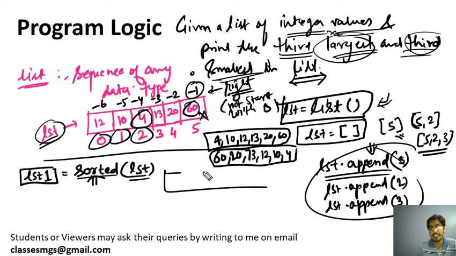So it will return this list like this. It will return 4 here, then 10 here, then 12 here, then 13 here, then 20 here, then 60 here. This is the list it will return. Now what you need to do, what function do you need to use to return a sorted list?